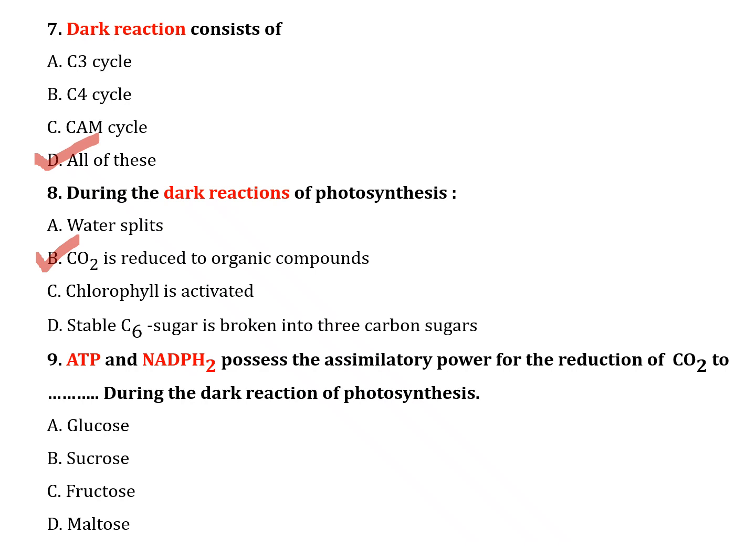The next question number 9. ATP and NADPH2 possess the assimilatory power for the reduction of carbon dioxide to dash during the dark reaction of photosynthesis. Option A glucose, option B sucrose, option C fructose, option D maltose. The correct answer is option A glucose.